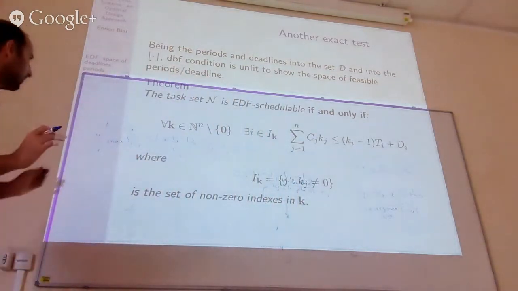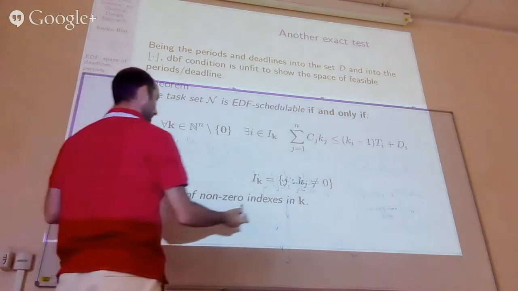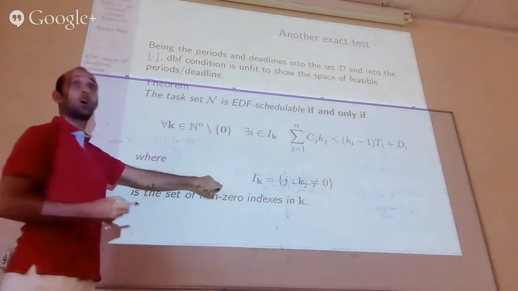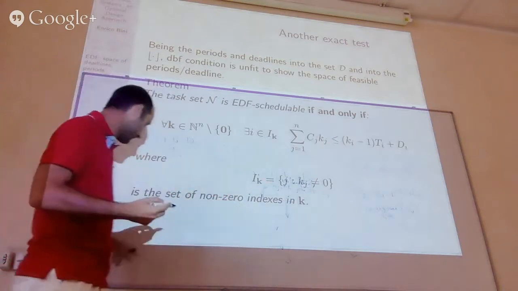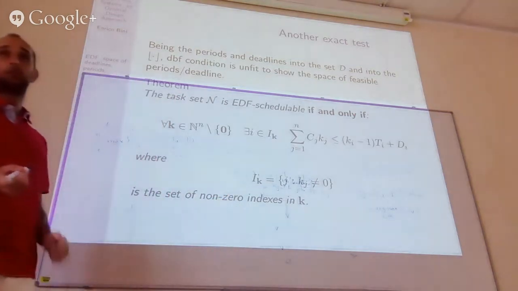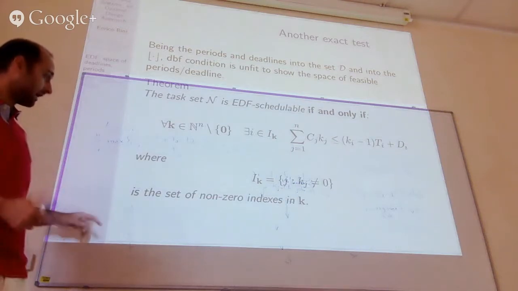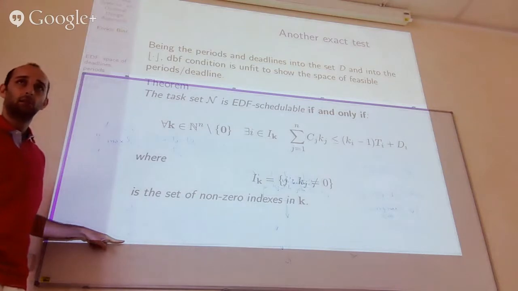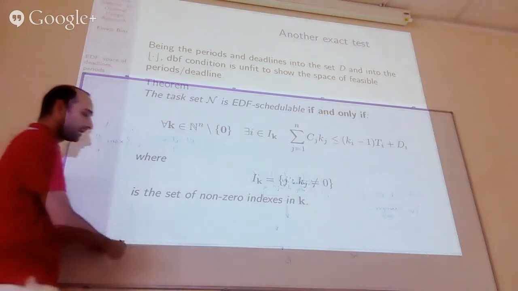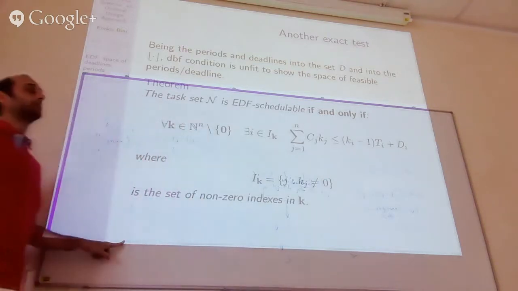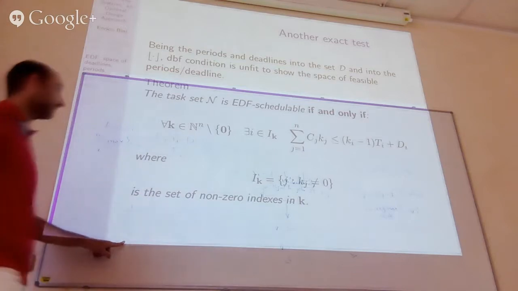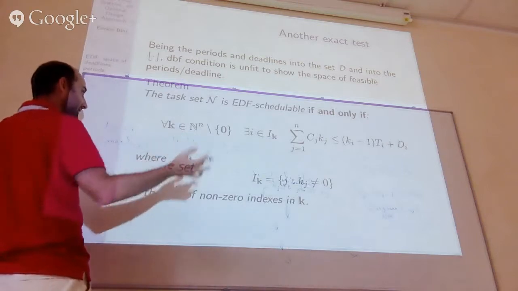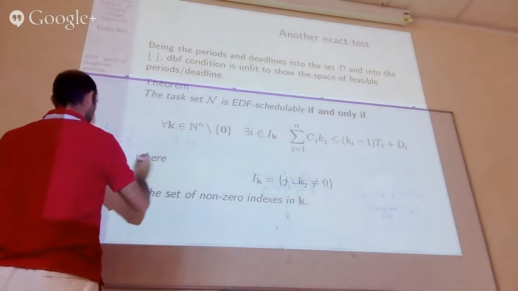Okay, so how much demand does this job create into the interval 0, di? How much does any job of tau j create into the interval 0, di? kj cj, here we go. So this term is exactly, literally, equal to that.